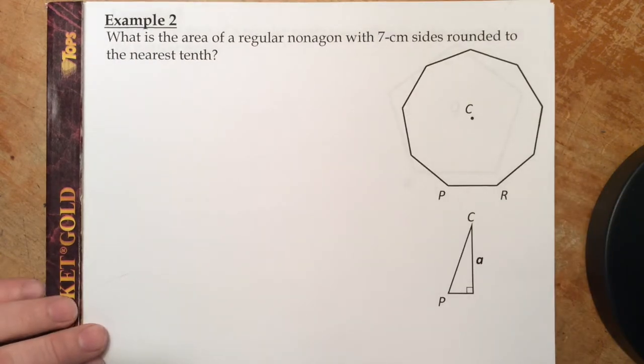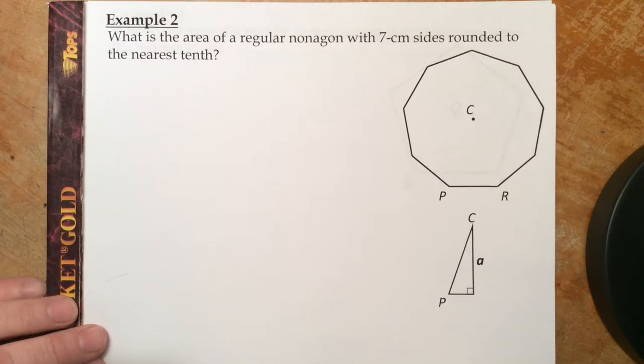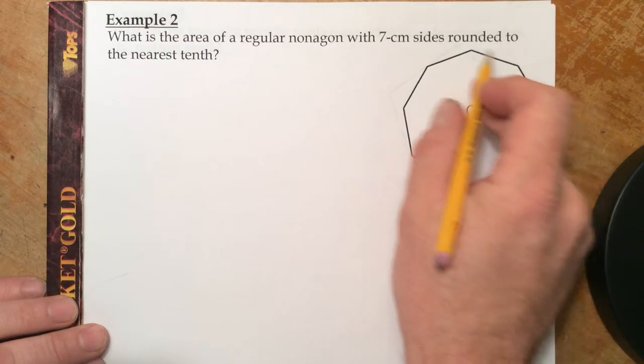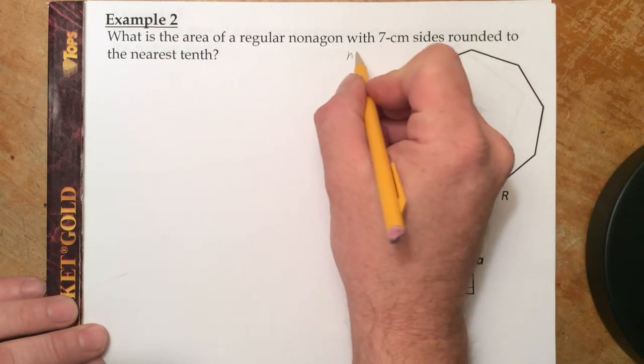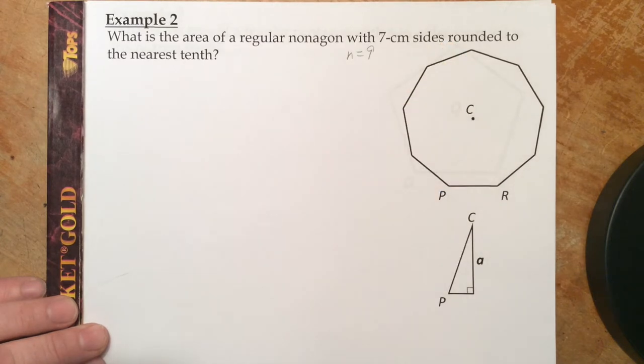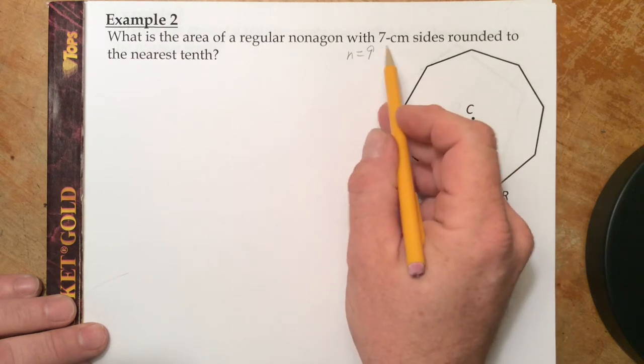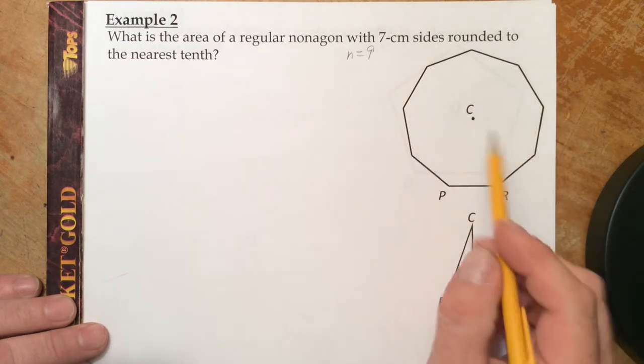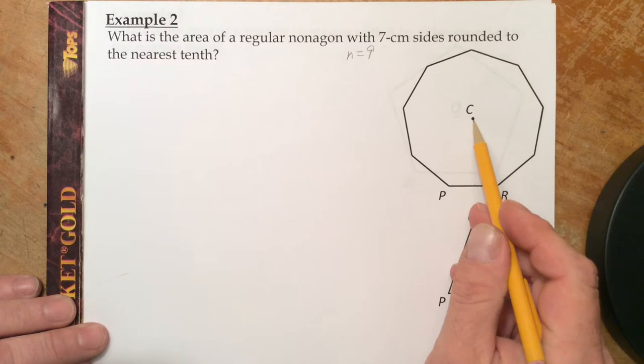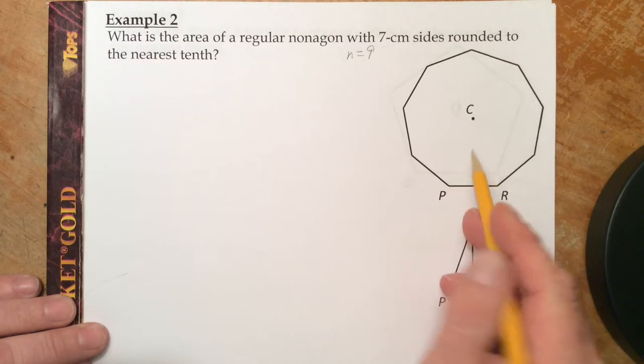Example 2. What is the area of a regular nonagon with 7 centimeter sides rounded to the nearest tenth? So here we have a nonagon, 9 sides, so n is 9. Previously, you've used a little bit of trigonometry to find the area of regular polygons. In this particular problem, however, we're given the length of a side, but we're not given the apothem length, and we're not given a radius length.